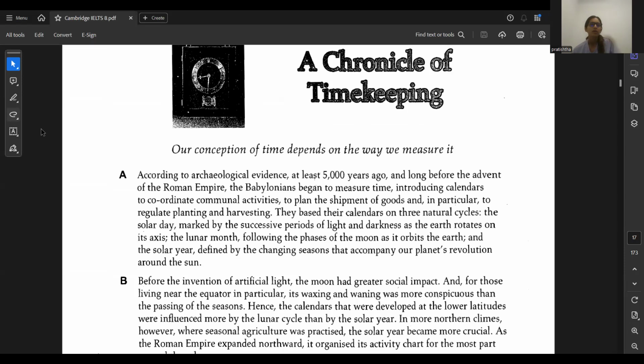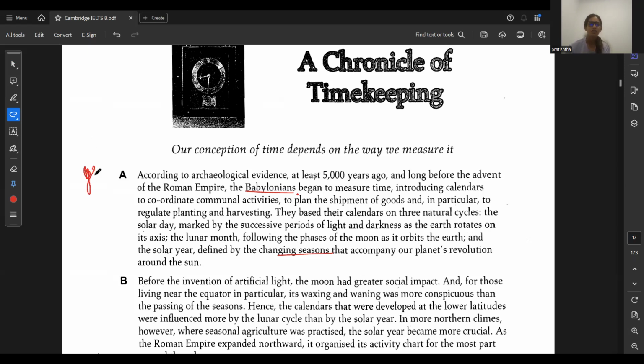So, according to the archaeological evidence, at least 5,000 years ago, and long before the advent of the Roman Empire, Babylonians began to measure time. So, this is where they began measuring time, introducing calendars to coordinate communal activities and to plan the shipments of goods. They based their calendars on 3 natural cycles: the solar day, marked by successive periods of light and darkness as the Earth rotates; the lunar month, followed by the phases of the moon; and the solar year. So days, months, and year, right? Defined by changing seasons. Okay, it's pretty basic.